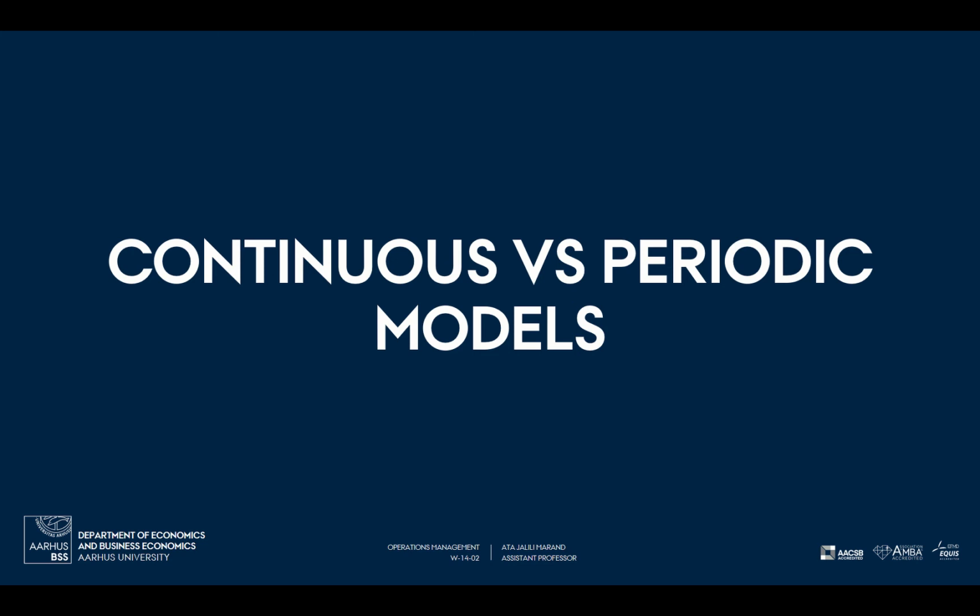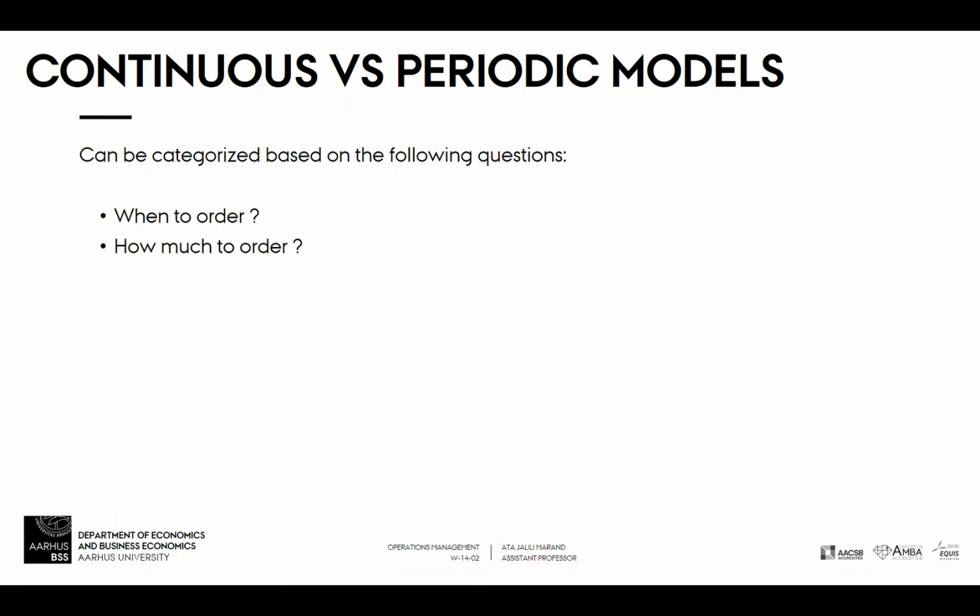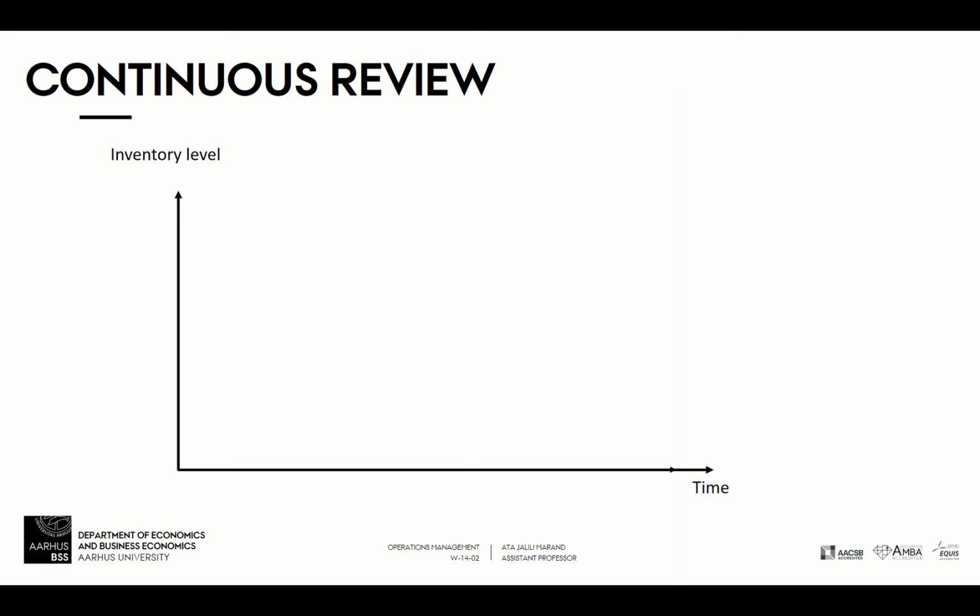In this video, I am going to explain the differences between continuous review and periodic review models for inventory management. Both models try to answer the two main questions in inventory management: when to make an order and how much to order. But they take different approaches in answering these questions. Let's see what the differences are.